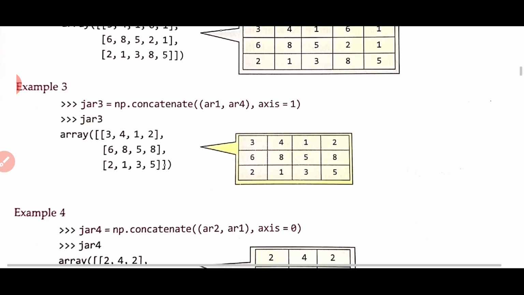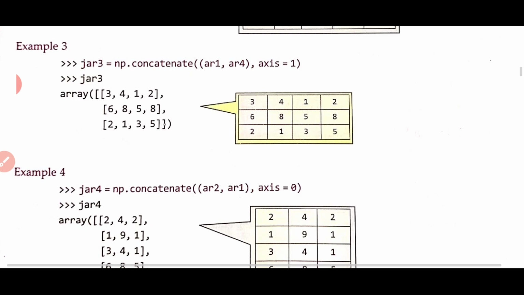Okay. Now example 3, AR3 is equal to np dot concatenate. This is the statement syntax, and what we are going to do, AR1 comma AR4 on axis 1 means add all the elements of AR4 after the elements of AR1. Axis 1 means horizontal axis. So the resultant array is 341 is the element of AR1, and after that 2 is the element of AR4.